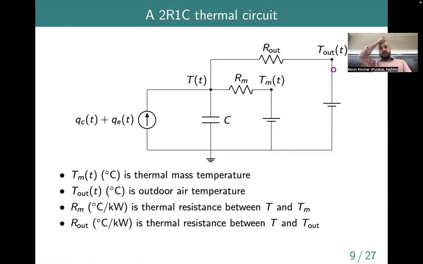So in the thermal circuit, what does it represent? In the thermal circuit, what does this battery represent?